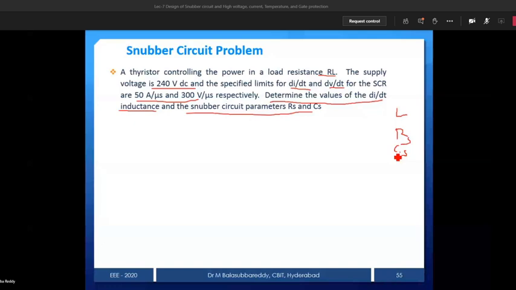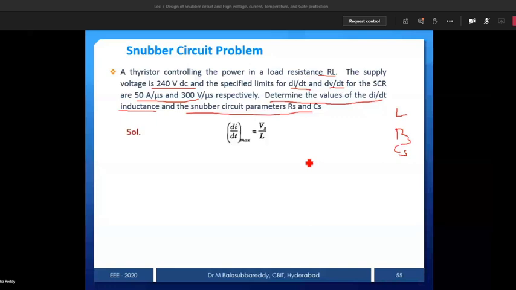Like that, you have many problems. If you want, they may change some other parameters and ask what is the di by dt and what is the dV by dt. That way also they may ask, so go through some more problems also.